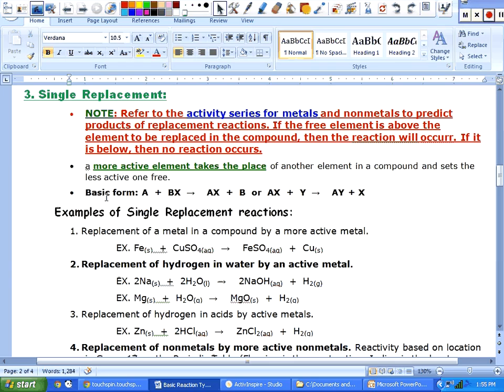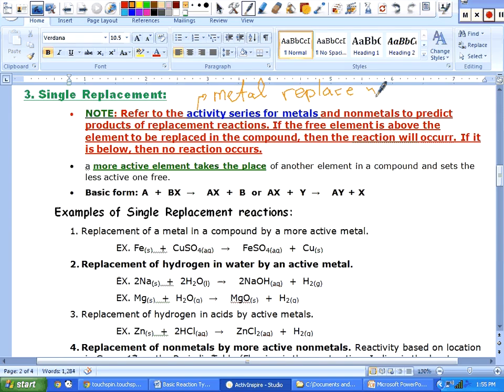Now, I told you this when we first began, you drew a line down the center of that page. Can you cross over? Yes. No. Do not cross over. So this is what I want you to write. Please listen. Refer to the activity series for metals. Specifically, this is what I need you to write. Metals replace metals.